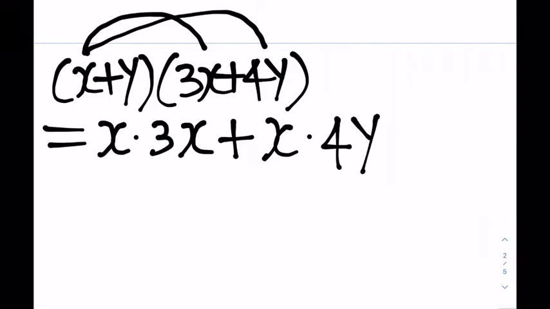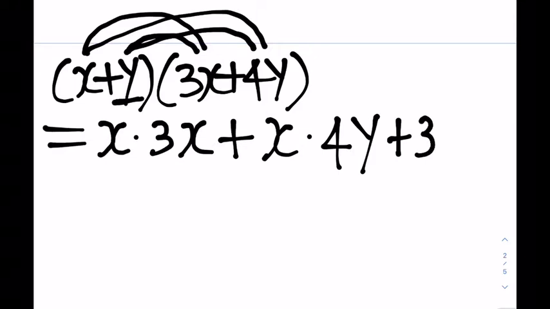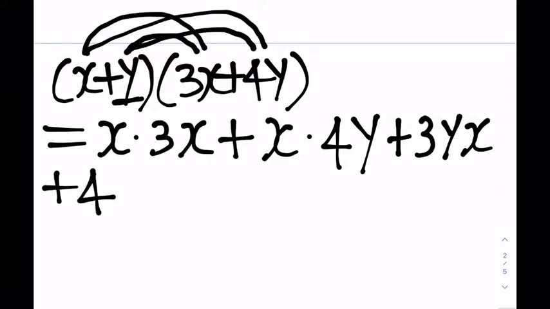Okay, now we distribute the y. So here, the y is here. Again, same thing. We distribute the y to the 3x, and then we distribute the y to the 4y. So that will be, again, plus y times 3x will be 3yx, and then y multiplied by 4y will be 4 times y times y.